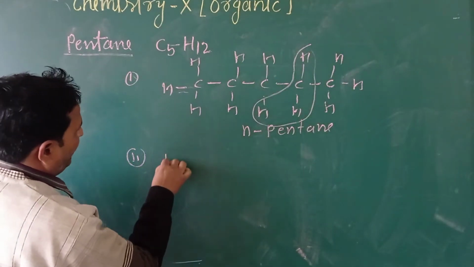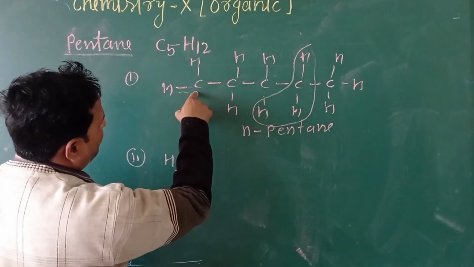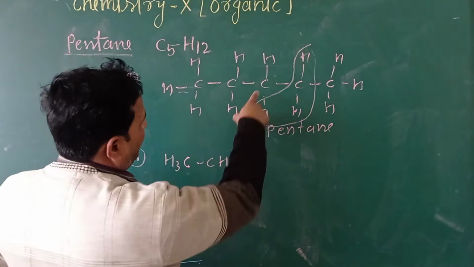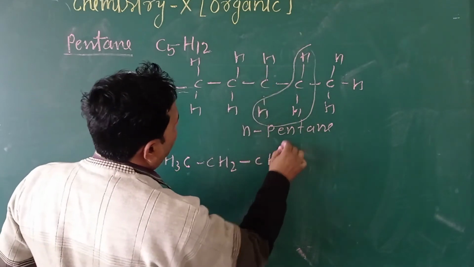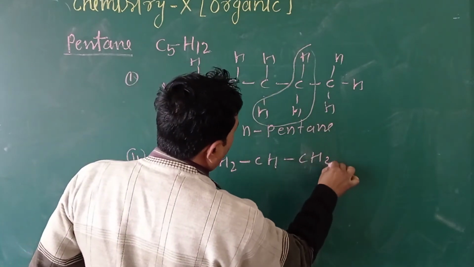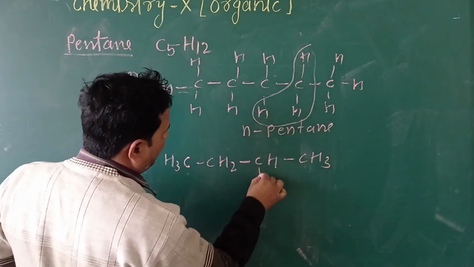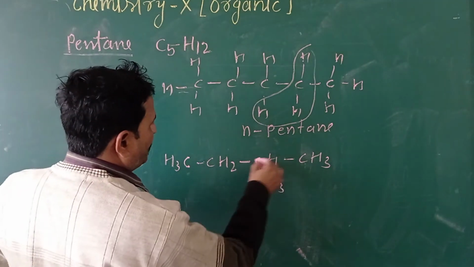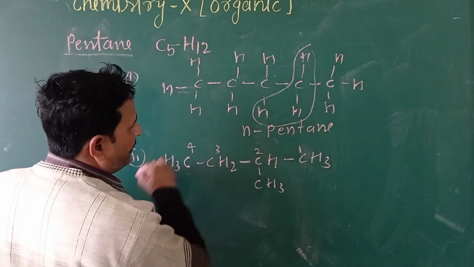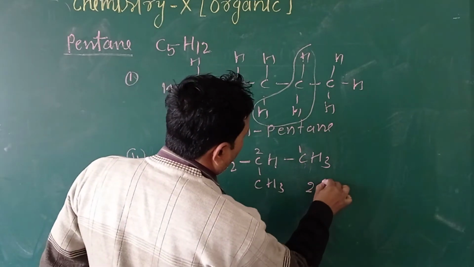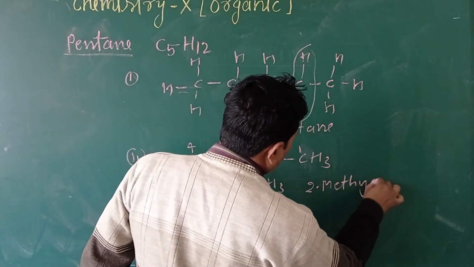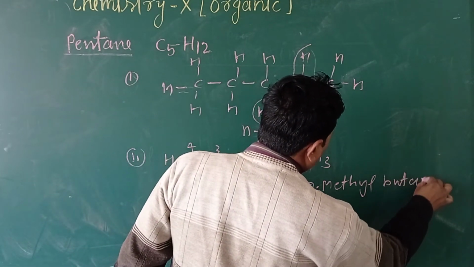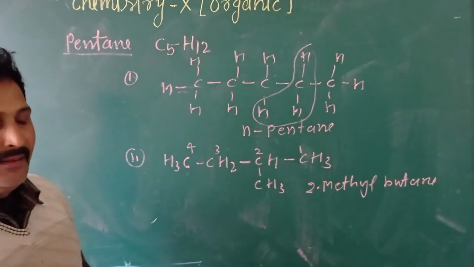Now the formula will be H3C, CH2, CH, CH3, CH3. Now this CH3 you attach here, CH3. Now let me number: 1, 2, 3, 4. The name is 2-methylbutane. This is the second isomer of pentane.